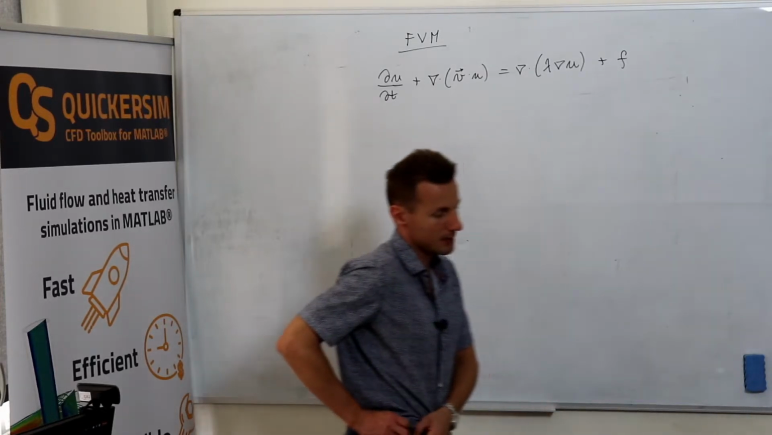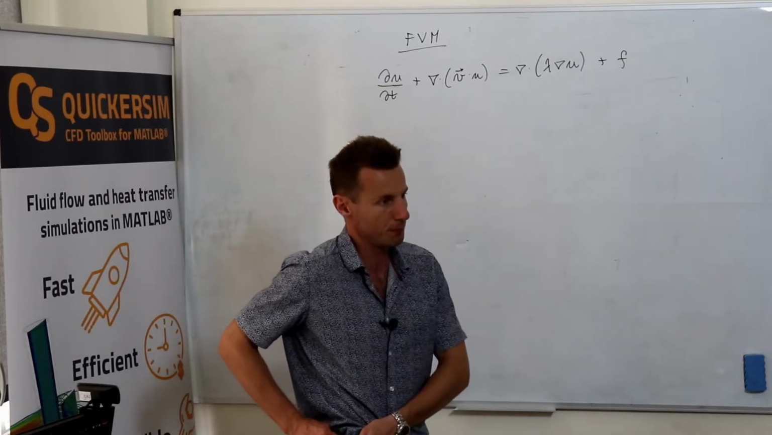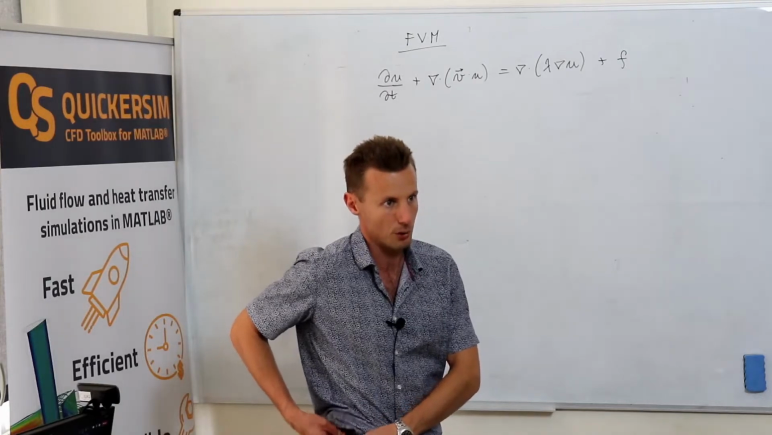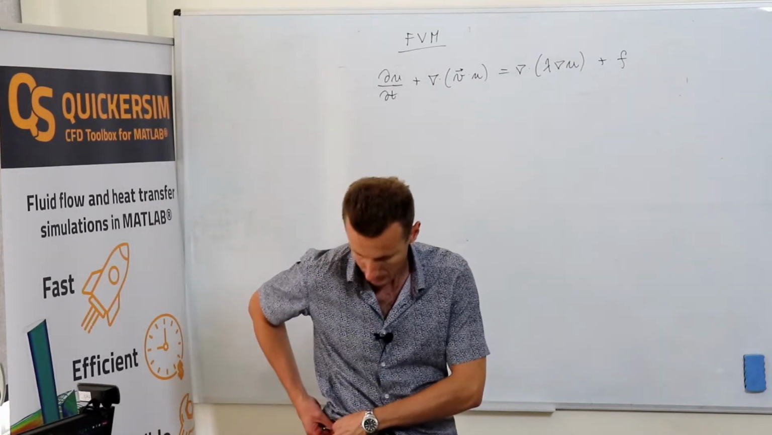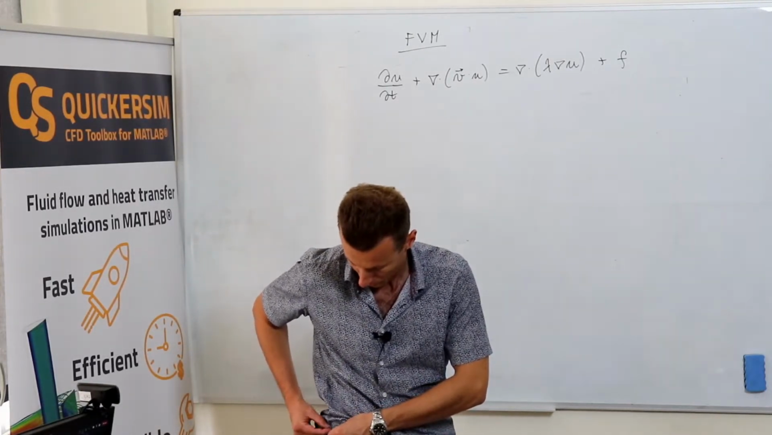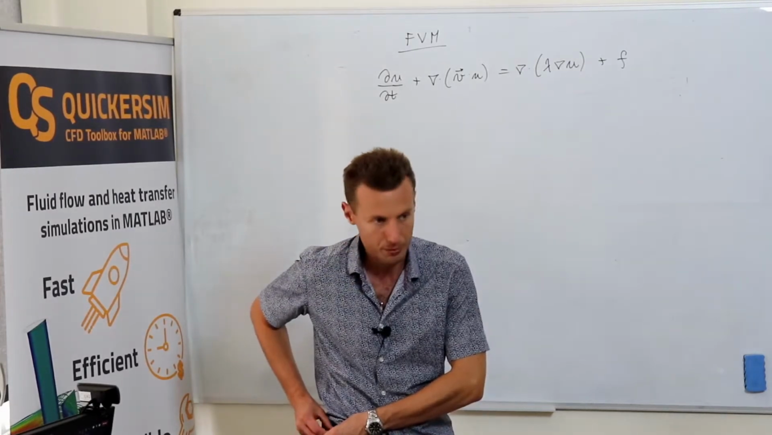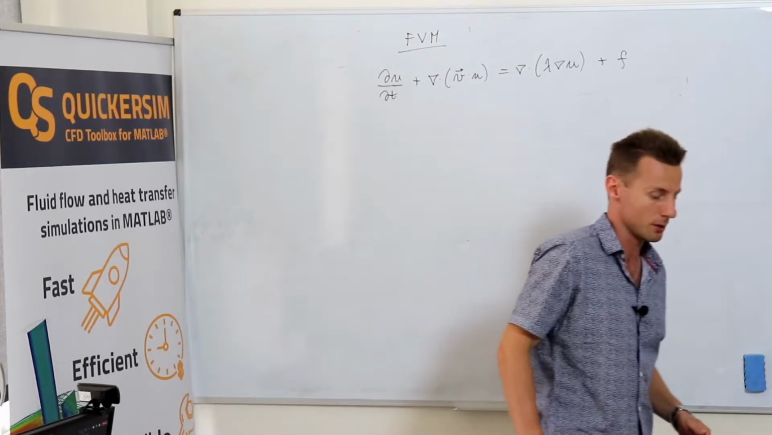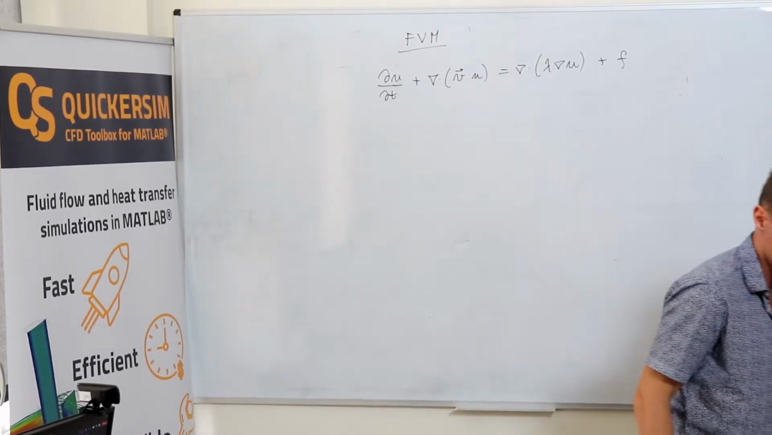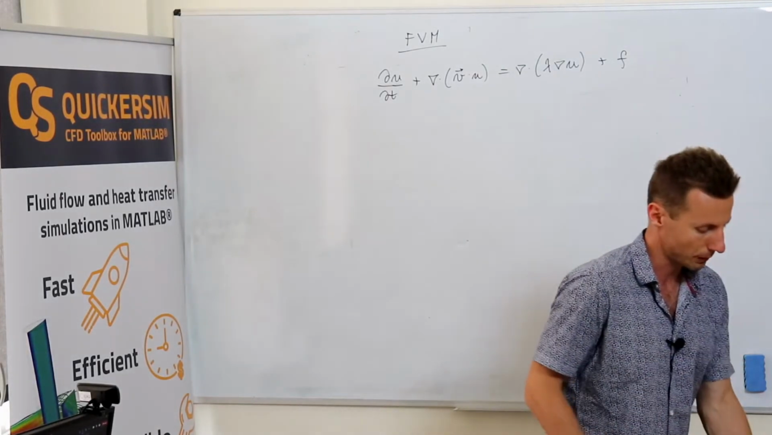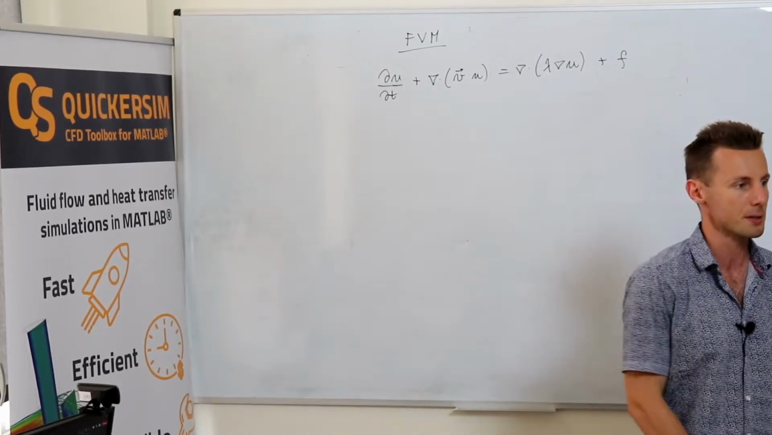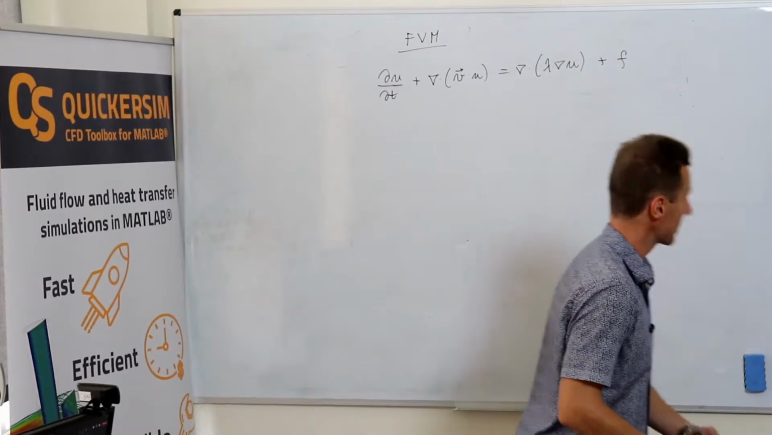And as in the finite difference method, we've been starting with the differential equation. In finite volume discretization, we want to move from the differential equation to basically the integral equation, because we want to express the balances between some volumes.